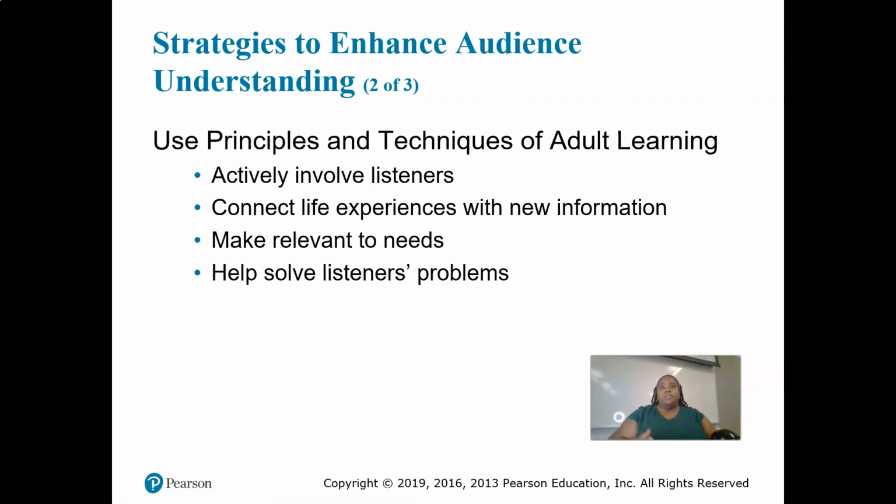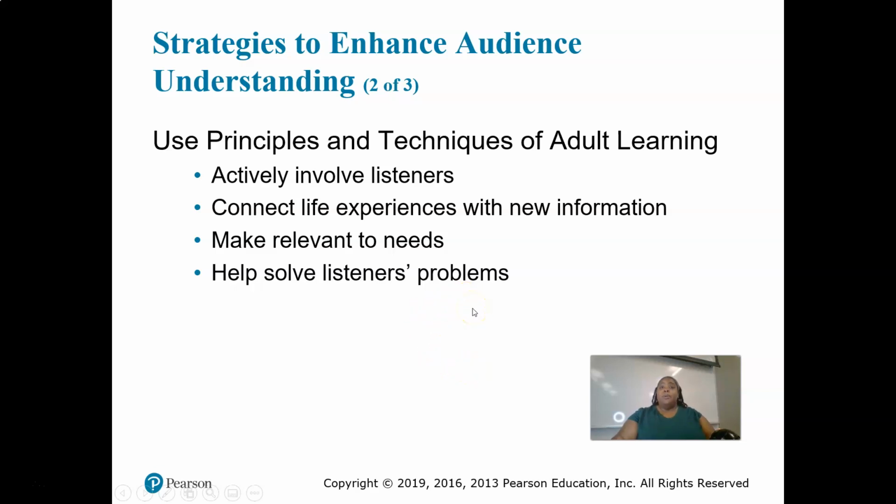So when we talk about adult learners, here are some things to keep in mind because you will be playing the role of the teacher. You can actively involve listeners, ask questions. If you're face-to-face, you can say raise of hands, things of that nature. But trying to involve them at each step of the process, maintaining those attention getters, and making the information relevant to them is important. Connecting either your life experiences or the presumed life experiences of your audience can help them connect the new information and see how is this information relevant to their lives.